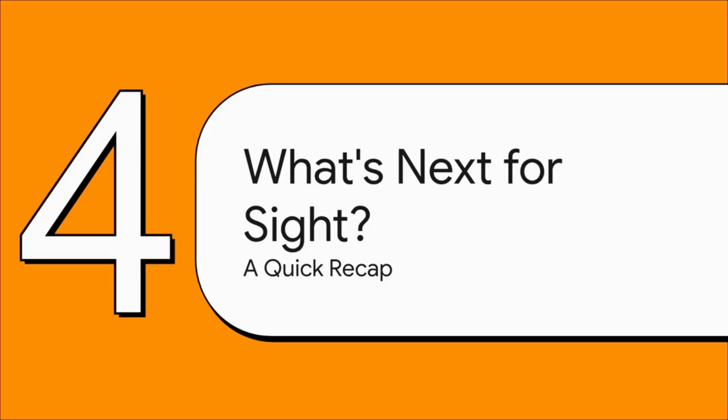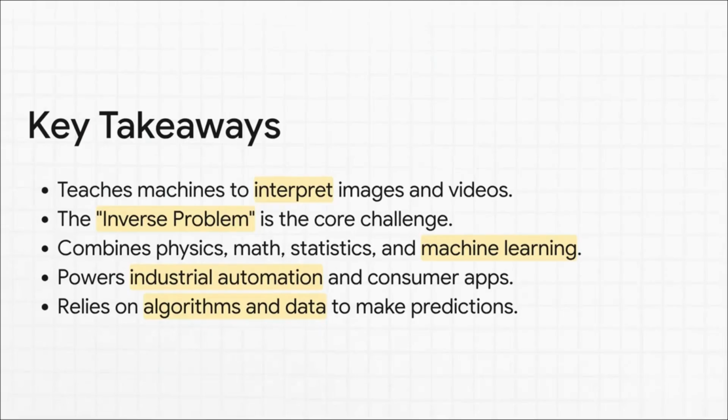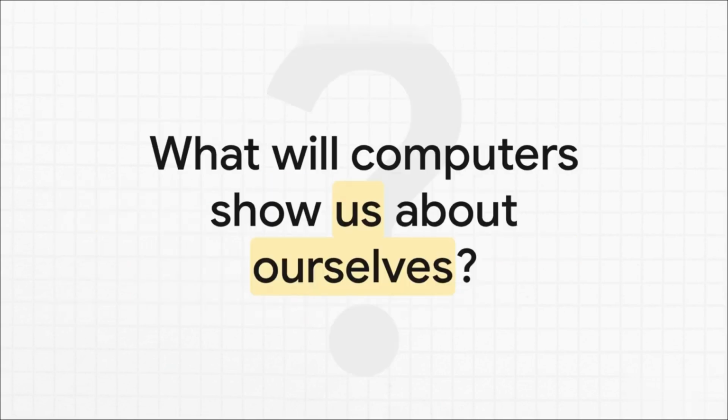So, that was a pretty quick journey, right? We went from a simple grid of numbers all the way to a world where machines can actually interpret what they're looking at. Let's just tie it all together. So what's the big takeaway here? Computer vision is all about giving machines the power of sight by tackling that huge inverse problem. It's not magic. It's this amazing mix of physics, math, and of course, machine learning. And as we've seen, its impact is already everywhere, from automating factories to powering the features we love on our phones.